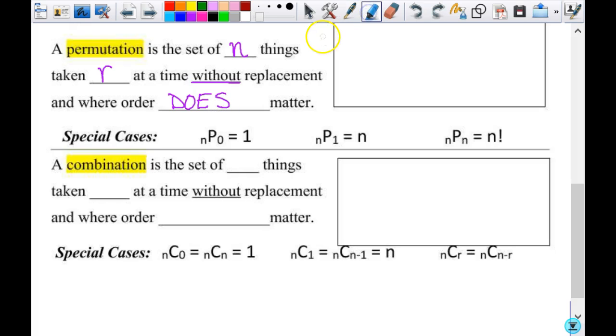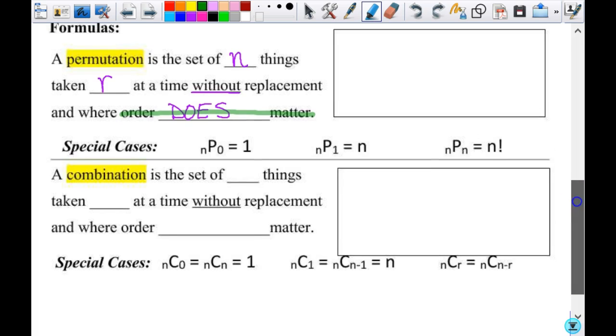This is the other thing I want you to highlight. Order does matter. So for a permutation, order does matter. That's one of the most important things for you to get out of that.